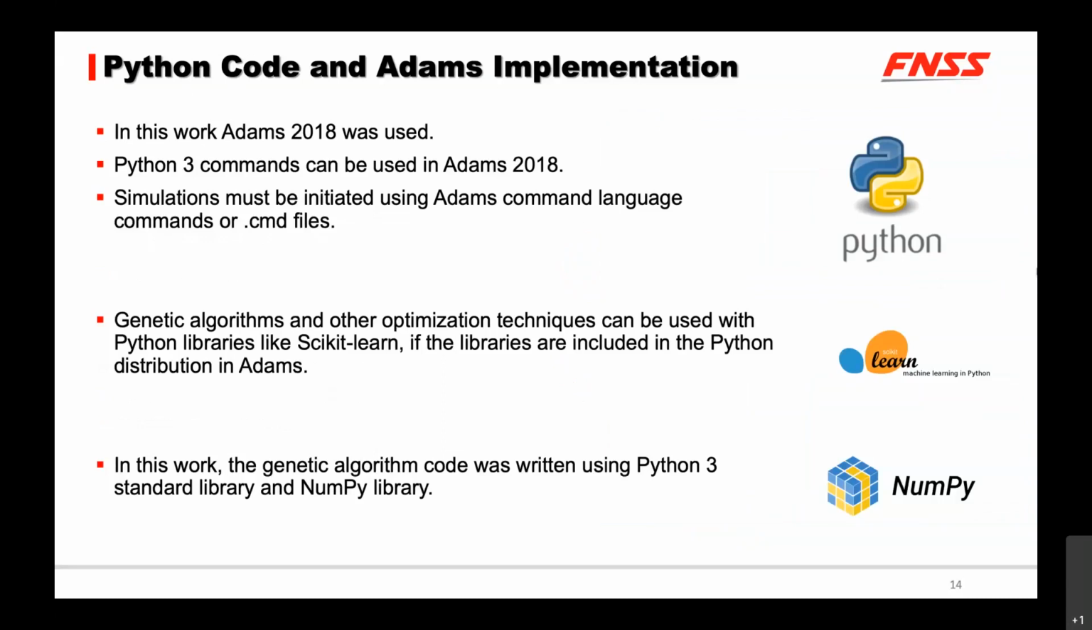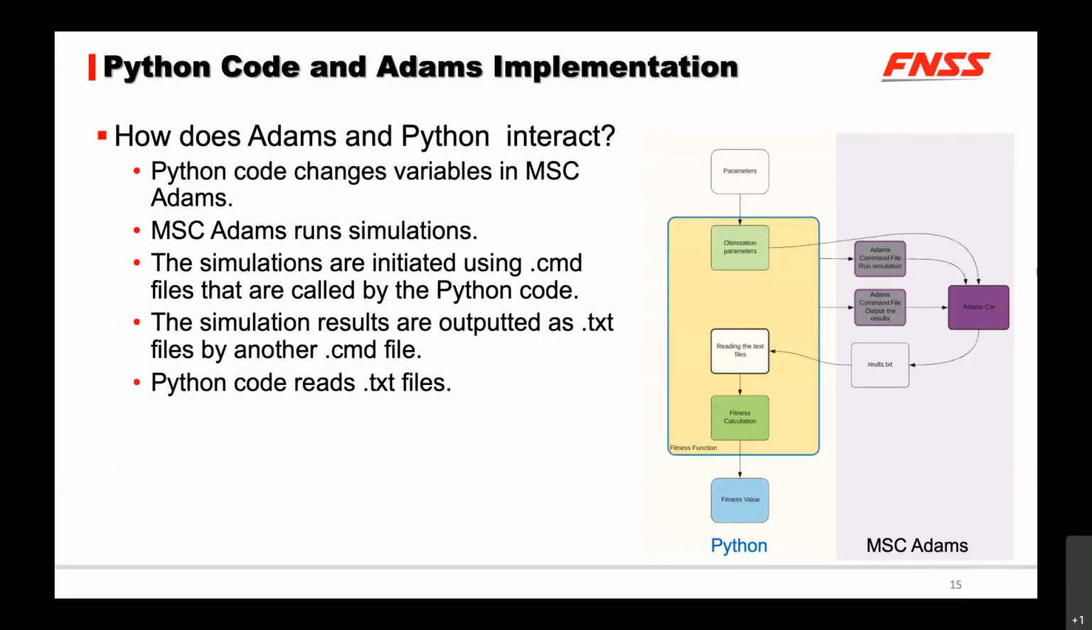You can find and use ready-to-run algorithms in Python with some libraries out there, like scikit-learn, or for machine learning, you can use Keras or TensorFlow. But in this work, I didn't have access to an internet connection on my workstation, so I had to write my own genetic algorithm, and I use Python 3 and the NumPy library for this. So how do Python and Adams actually interact?